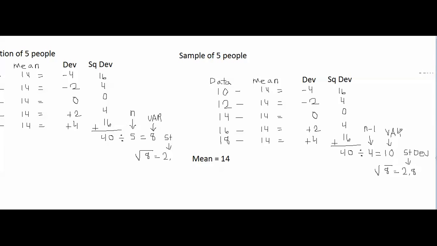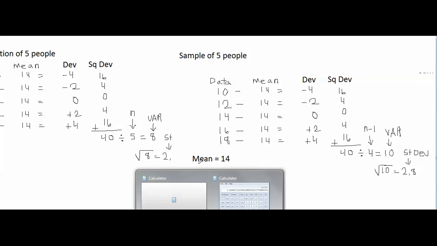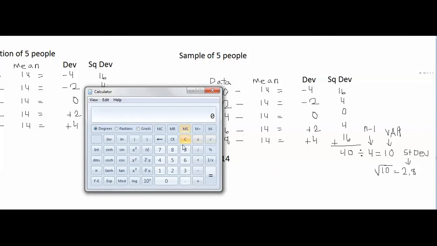Once I get the variance, the standard deviation is the same step that it always is. I just take the square root of the variance. So it's going to be the square root of 10, which comes out to 3.16.